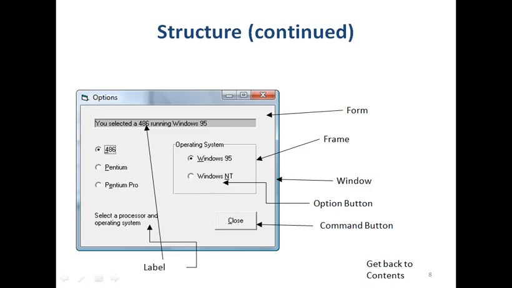Here is another component. This component is called a label. This one and this one. Okay. This is called a frame, for framing those components. Those two components are called option buttons. Okay. This one is called a command button. This is a form. This is a frame. Okay. Those components are like these ones, but these two components are included inside a frame.